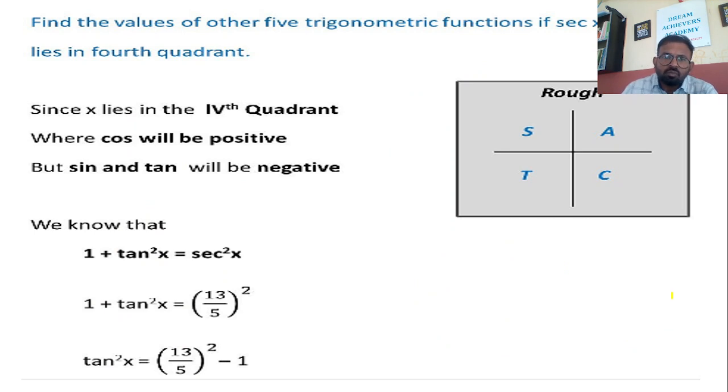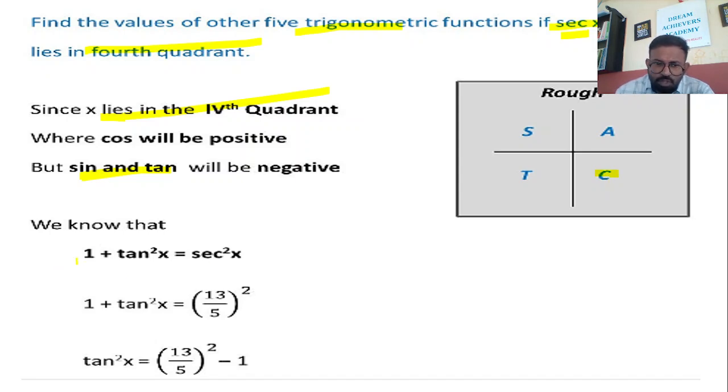Next, same type of problem with the value of secant x given as 13 by 5, and I need to find the value of the other 5 trigonometric functions. Now they are given in the fourth quadrant. In the fourth quadrant, cos and secant are positive. Clear? Cos and secant are positive and the remaining all are negative. So sin, tan, cot and cosecant will be negative. Okay, let us solve this problem.